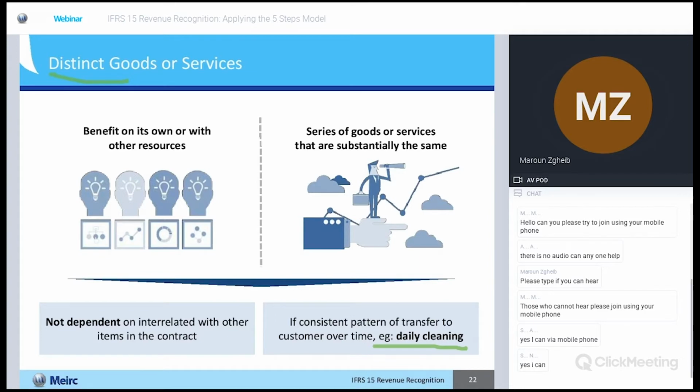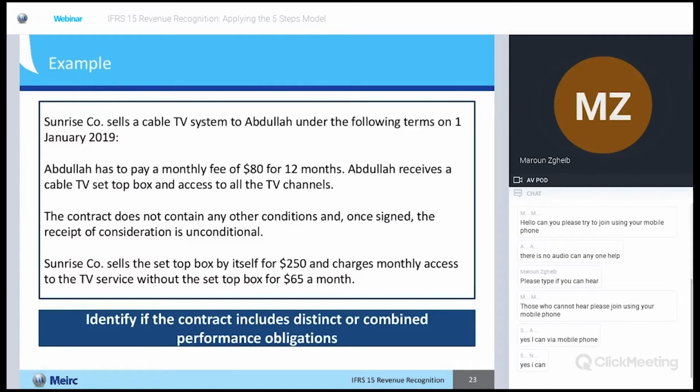Those are still considered a single performance obligation that is delivered over a period of time. Or let's assume that you are a contractor and you are providing construction service. Yes, you will buy the steel alone, you will buy the sand alone, you will buy everything alone. But at the end of the day, the performance obligation that you are rendering is one single performance obligation that is performed over a period of time. When we look at this example, we'll understand more.